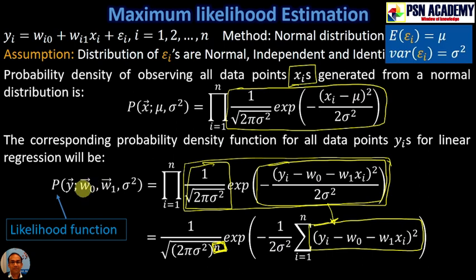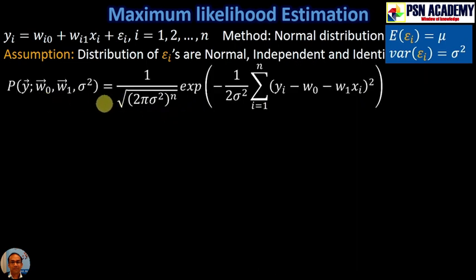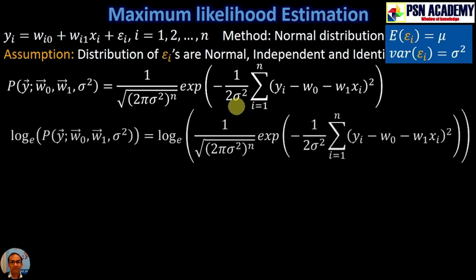Now this collective probability of the whole data set, we call it likelihood function. So this probability function is a likelihood function of the whole data set for linear regression. And this is also the likelihood function for a normal distribution like this. So we got this equation in the previous slide.